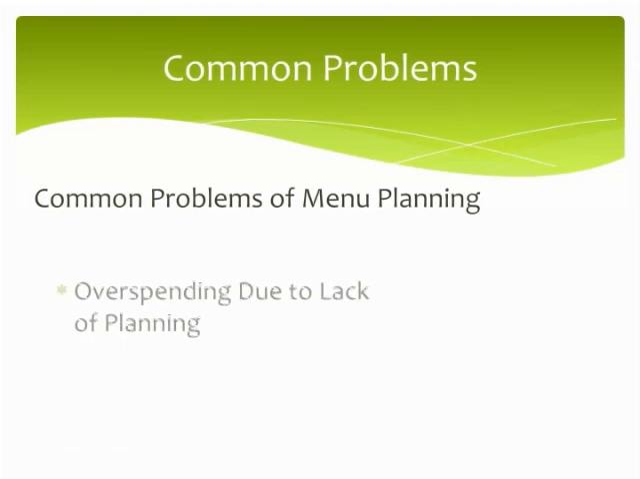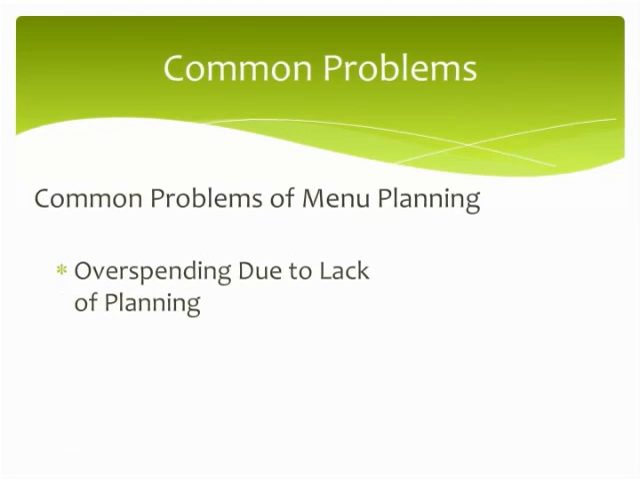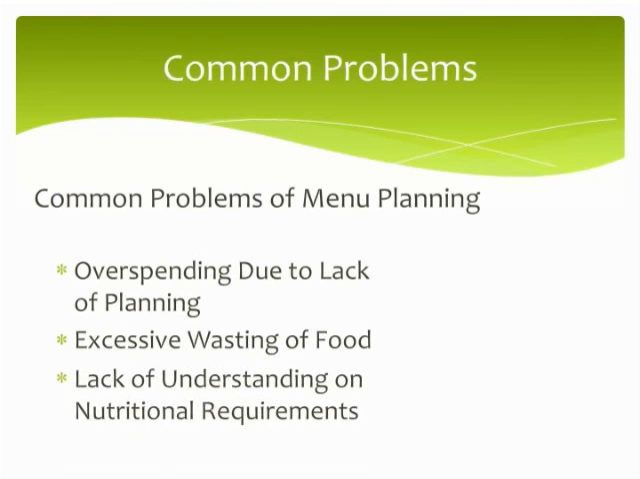Oftentimes, houses spend far more than they should on food expenses due to lack of planning when shopping for food. Excessive waste of food is another area that can cause overspending. We have also heard from our clients that there is not a great understanding of the nutritional aspects considered when menu planning. While we want to make sure we serve meals that our residents love, we also need to take into account the nutritional content of those meals.